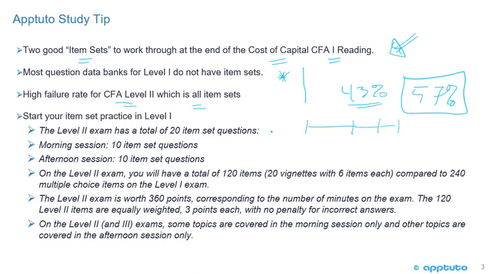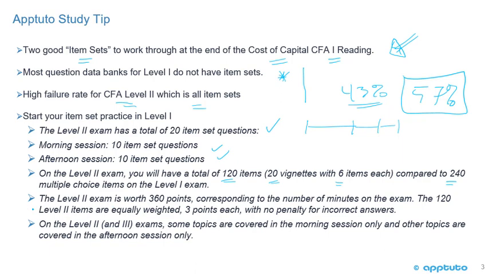The Level 2 exam has a total of 20 item set questions. The morning session has 10 item sets. The afternoon is 10, okay? On the Level 2 exam, you have a total of 120 items, which is 20 vignettes with 6 questions each, compared to the 240 multiple choice questions that you have on Level 1.